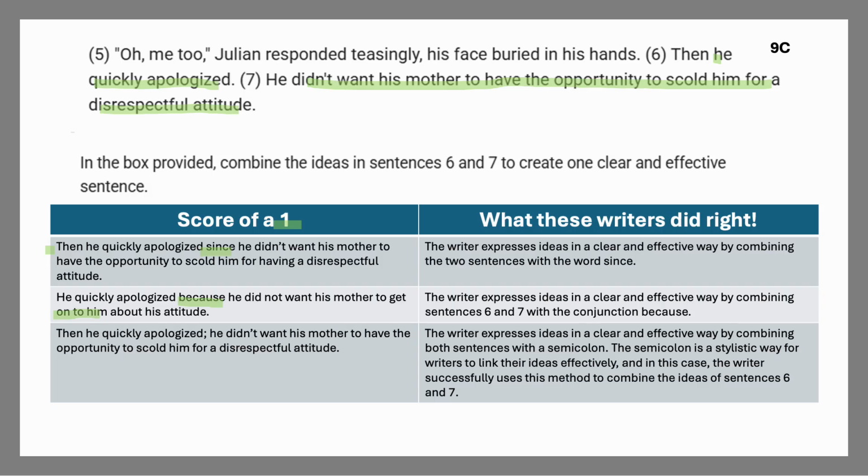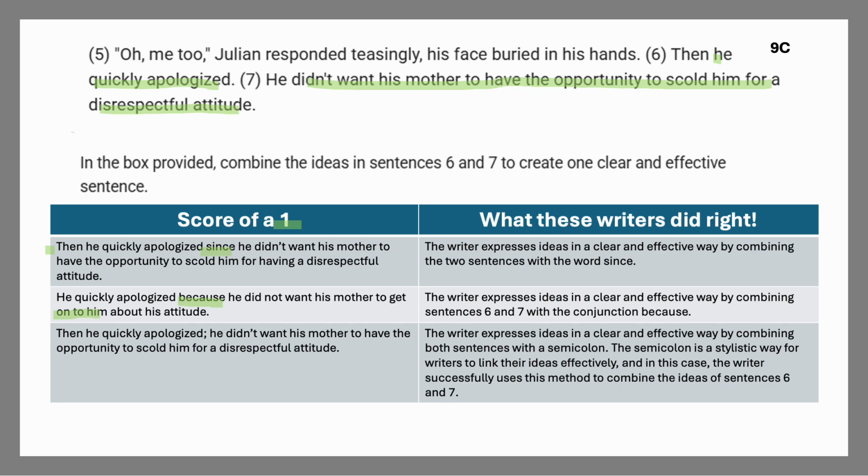And then finally, this next one: "Then he quickly apologized; he didn't want his mother to have the opportunity to scold him for a disrespectful attitude." That is the exact same sentence structure, 6 and 7. The only difference is that they've combined it with a semicolon. And a semicolon is a perfectly acceptable way to combine sentences. In a previous module, we talk about compound sentences and combining them with semicolons. But remember, on either side of a semicolon, you need to make sure that it is a complete sentence. Make sure you're using that semicolon correctly.